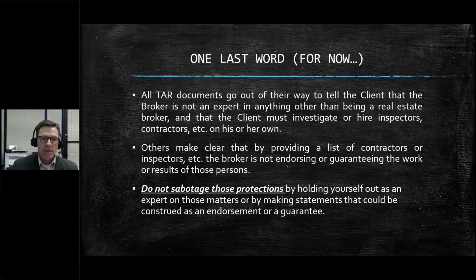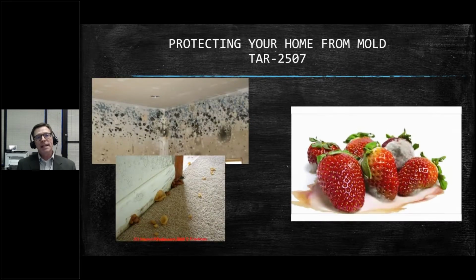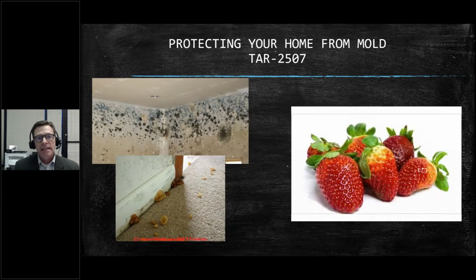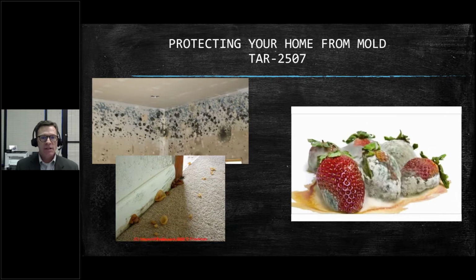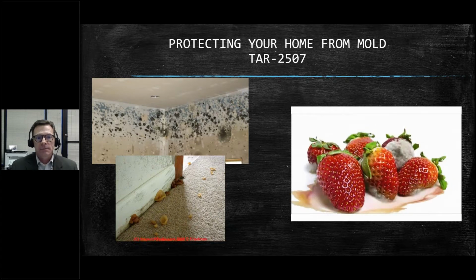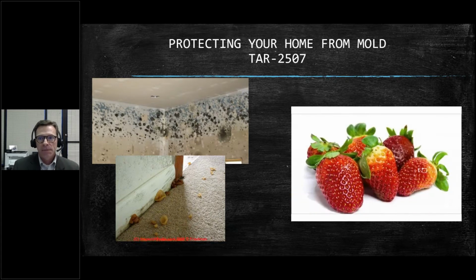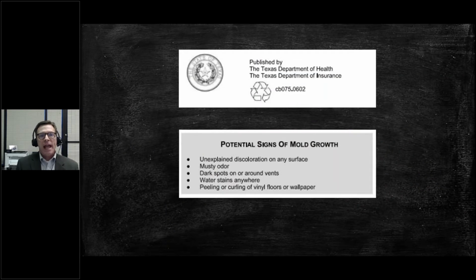Let's dive into the documents. First one, protecting your home from mold. This is TAR 2507. This document is actually published by the Texas Department of Health and the Texas Department of Insurance. The Texas Association of Realtors has just adopted it and slapped their own document number on it.